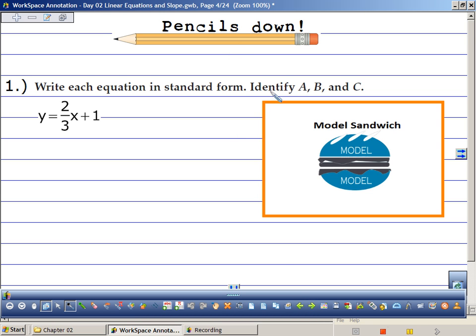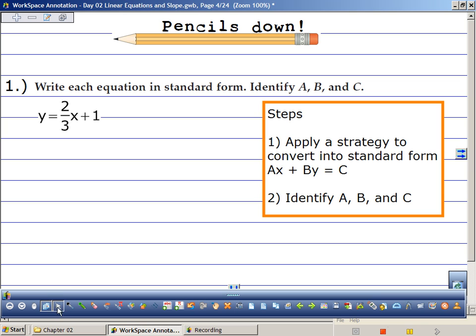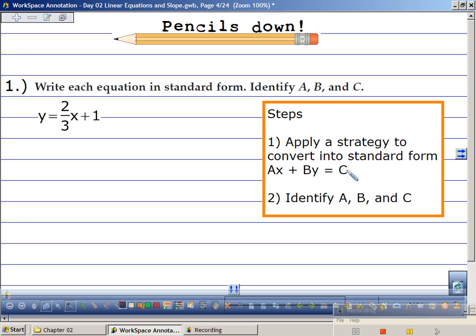All right, pencils down. Write each equation in standard form. Let's just take this off right here. Okay, no state secret. Apply a strategy to convert into standard form. So this is in slope-intercept form. We're going to put it into standard form.